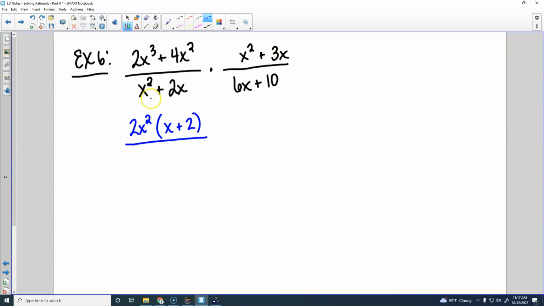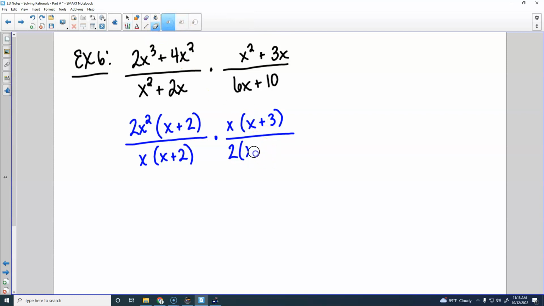In the denominator of this fraction, I could pull out an x, leaving x plus 2. Up here in this numerator, I could pull out an x, so I'd get x times x plus 3. What could I pull out of 6x plus 10? I could pull out a 2, and I would have, not x, but 3x plus 5 left here. Don't forget those excluded values.